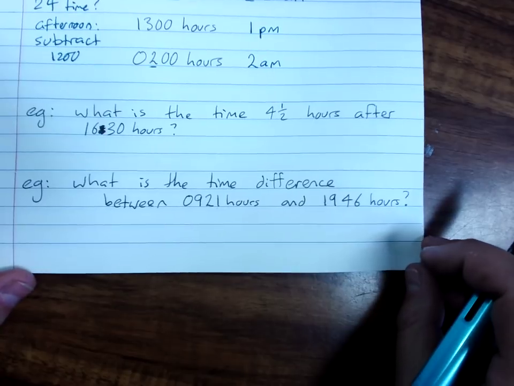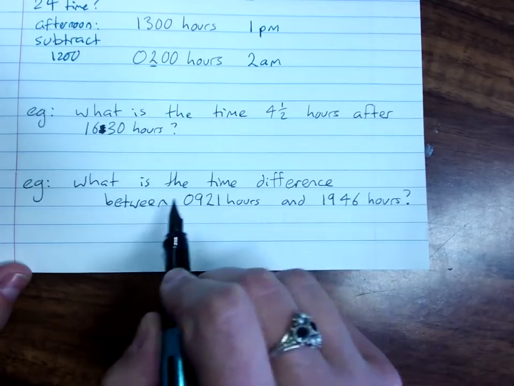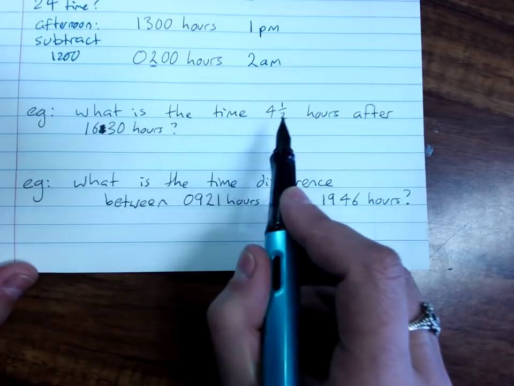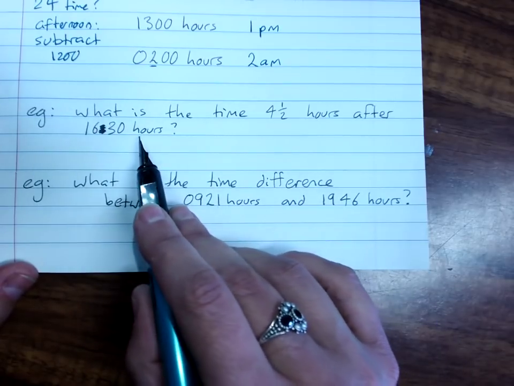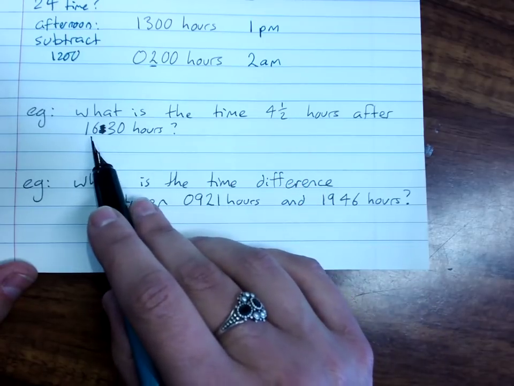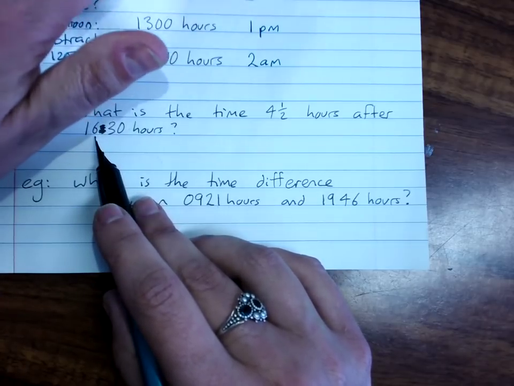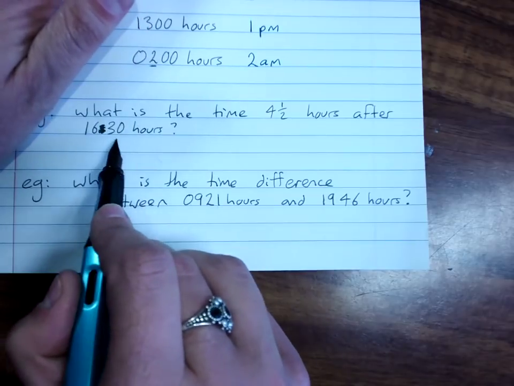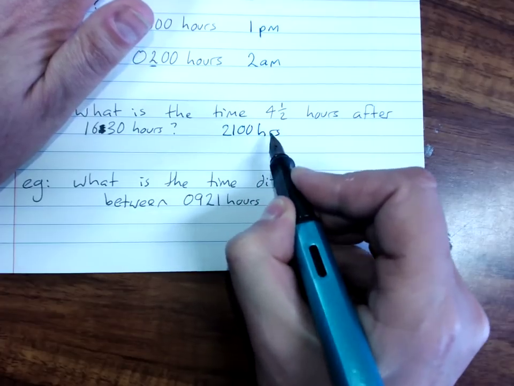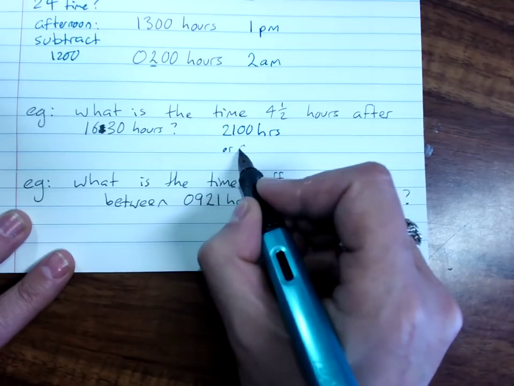Now, a lot of questions deal with what is the time after a particular amount of time has gone by, or how much time is there between 2 particular times of the day. What is the time 4.5 hours after 16:30 hours? We just count on 4 more hours and another half hour. So this one's going to be quite easy. 16, count on another 4 hours. 17, 18, 19, 20. Plus this half hour, plus that half hour. 2100 hours. And if we know our 24-hour time, we could have said that's 9 p.m.